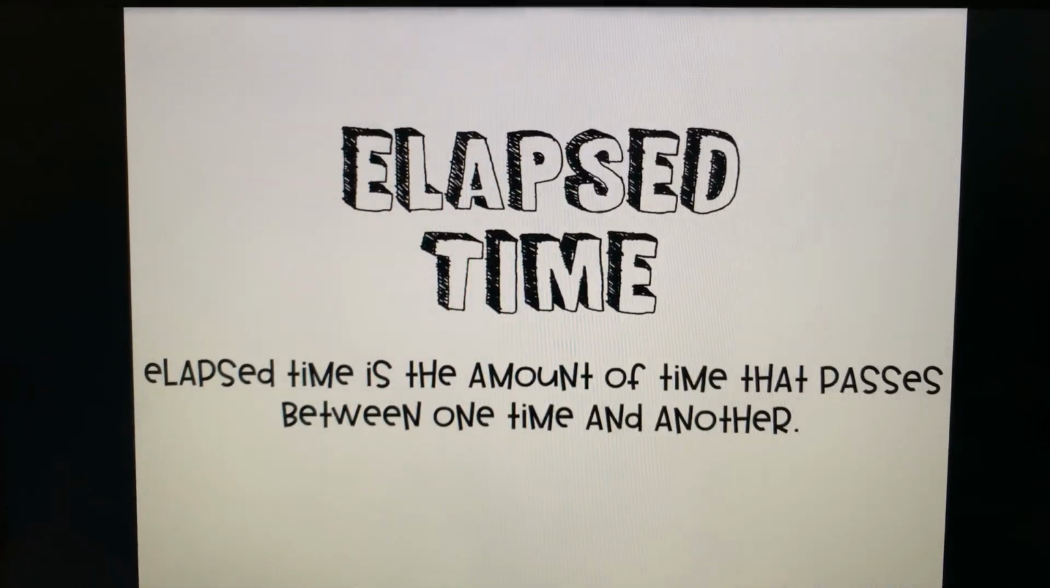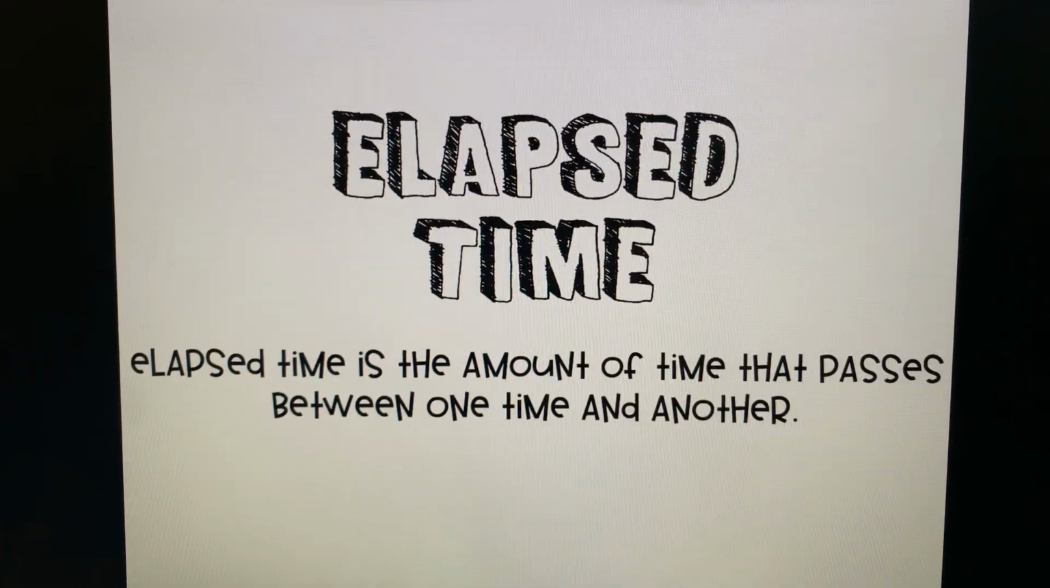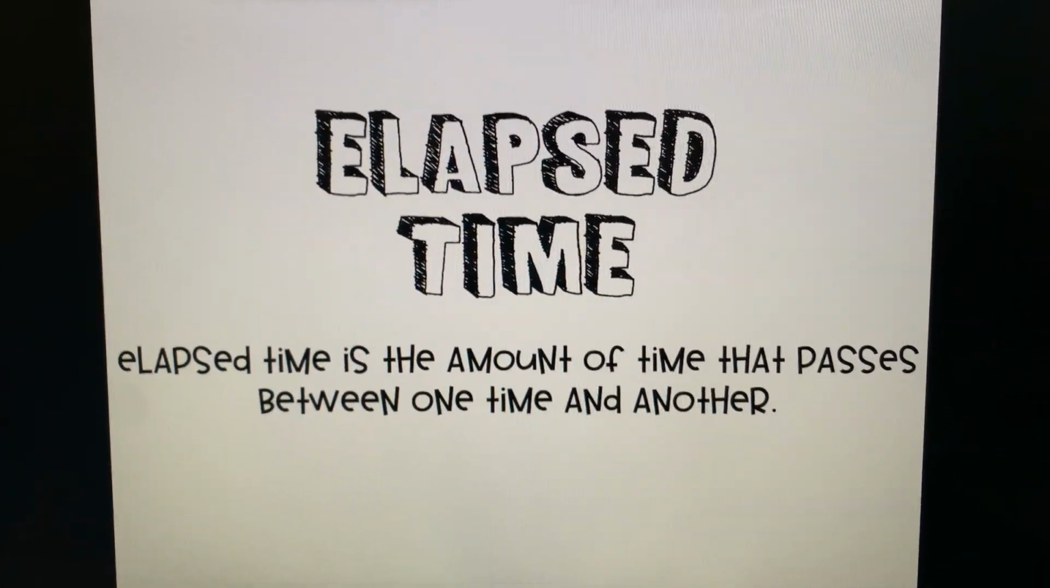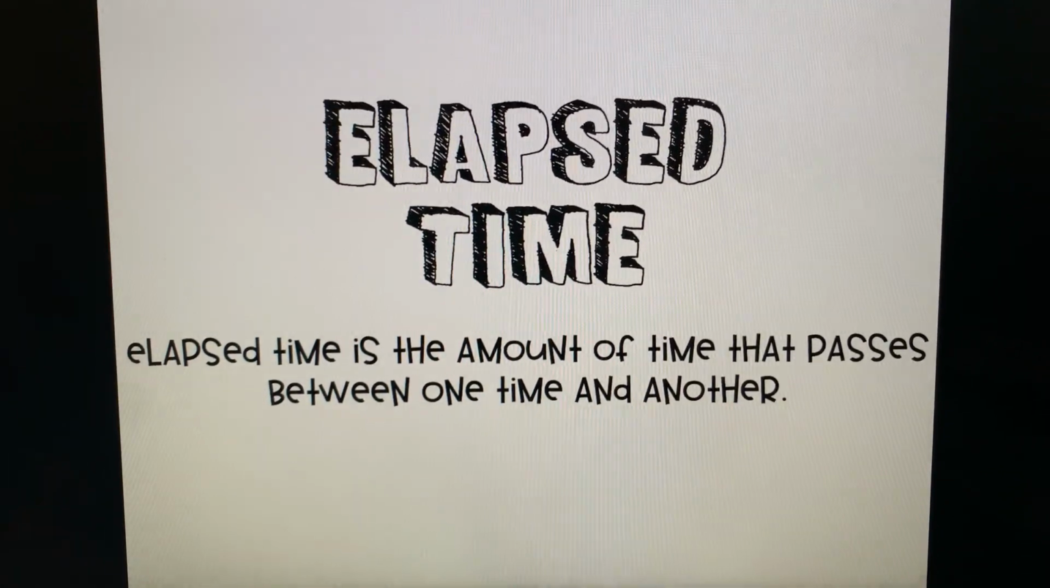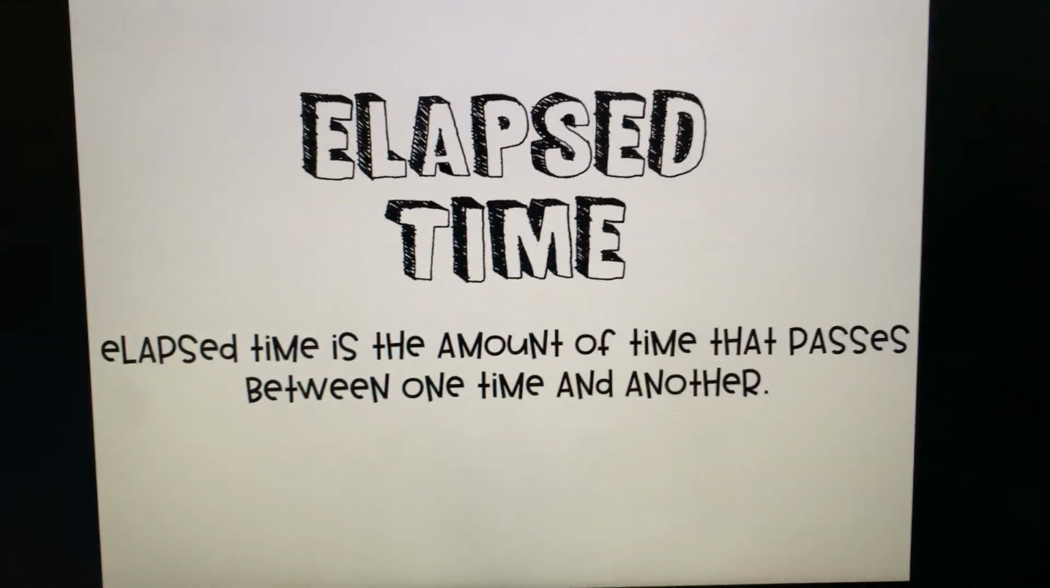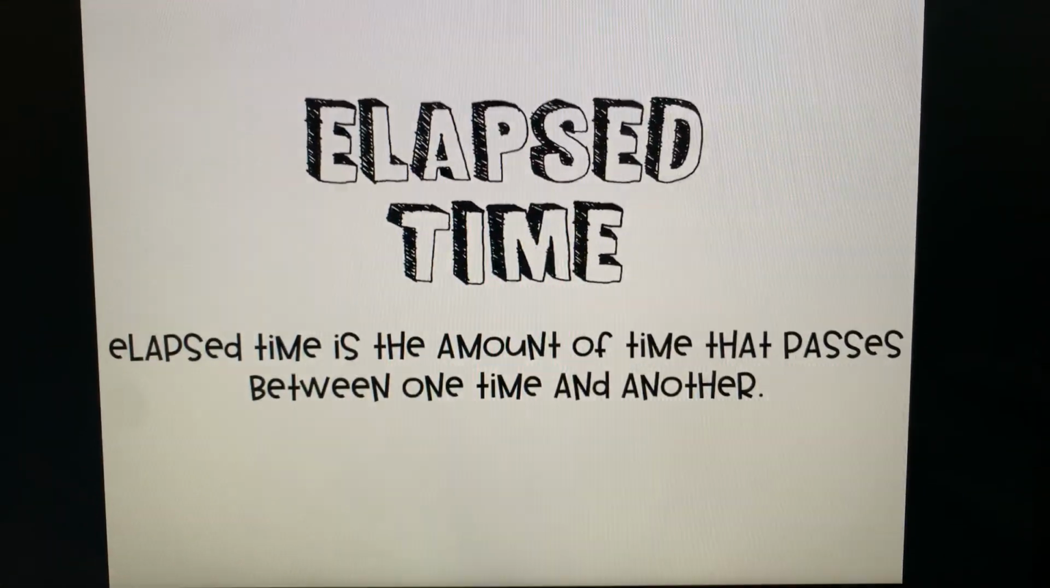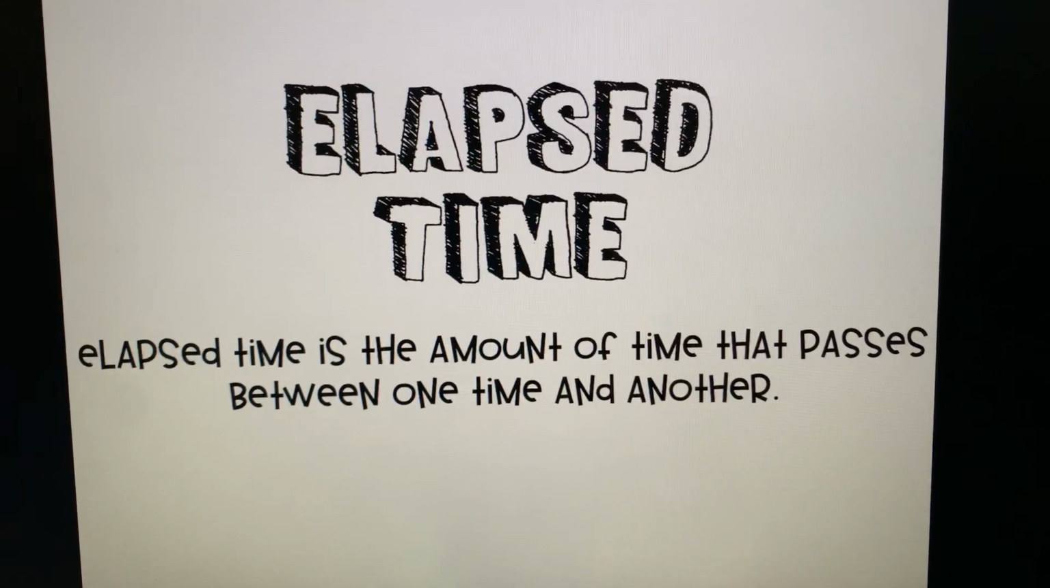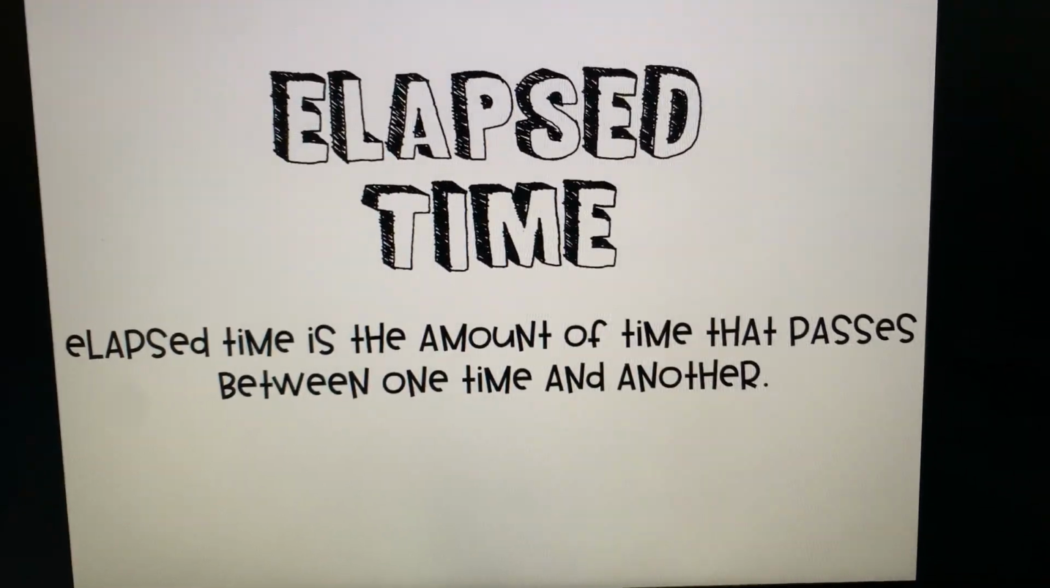Hi friends, for the next 2 weeks we're going to be working on something called elapsed time. We've never heard of this before, so we're going to really talk about it today. Elapsed time is the amount of time that passes between one time and another. So I'm going to give you an example of an elapsed time.